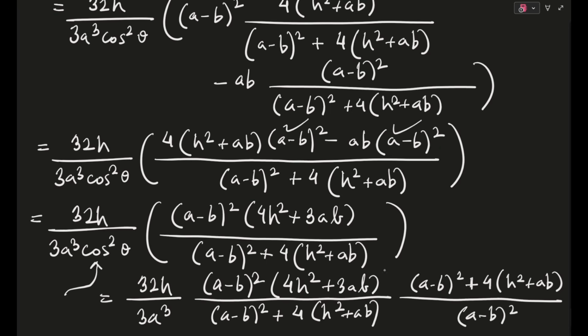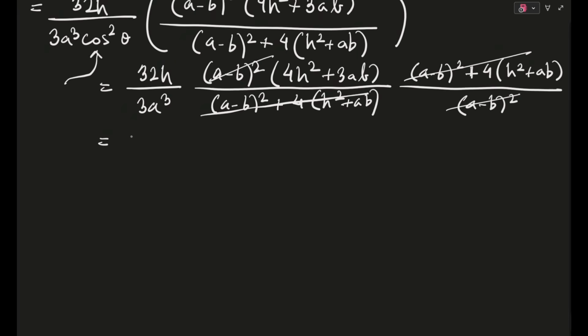So a lot of things are actually cancelling. (a minus b) whole square over (a minus b) whole square is completely cancelled. Okay, so we have actually got our final expression, so I will write it down. From here, our final expression for the area comes out to be 32h times (4h square plus 3ab) whole divided by 3a cube.